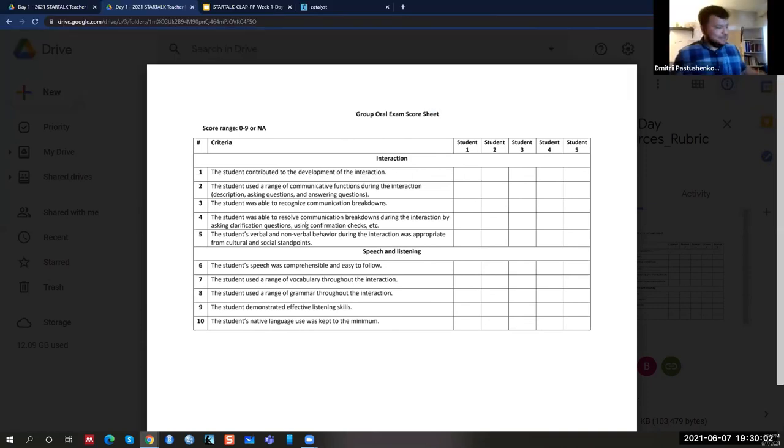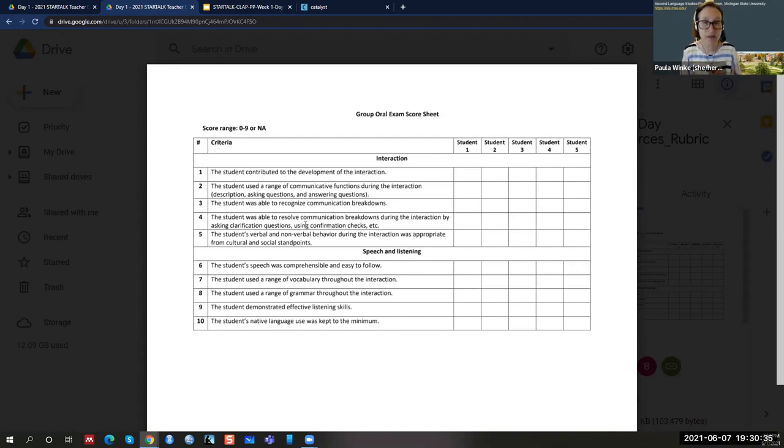So usually with the group oral, we assume that they have not practiced. So this is a task like the ones Dima showed you, where they are choosing which items to take to a deserted island. It's a task that's supposed to be done in class, or in breakout rooms in Zoom, and you would enter the Zoom room, or you would walk to those students. And they would be assessed on this rubric.